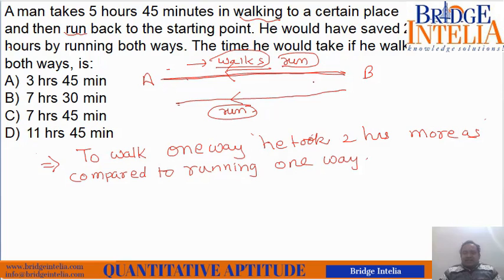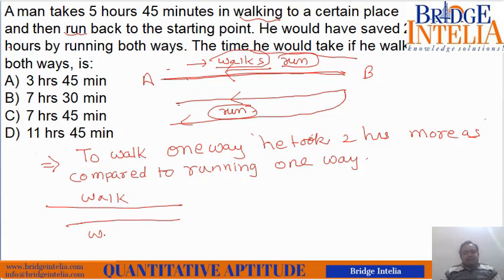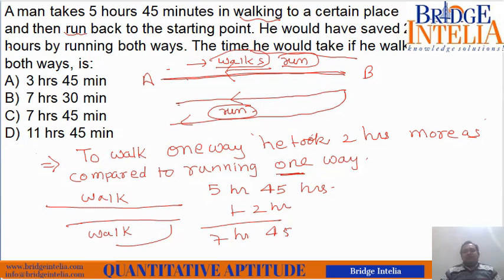So now the question is, instead of running, what if he comes back walking as well? The time he would take if he walks both ways. So if this time he goes walking and comes back walking, so now he is going to take more time. So what is the difference between one way running and one way walking? 2 hours. So he was already taking 5 hours 45 minutes. Now he will take 2 more hours plus 2 hours. So the final answer is 7 hours 45 minutes.